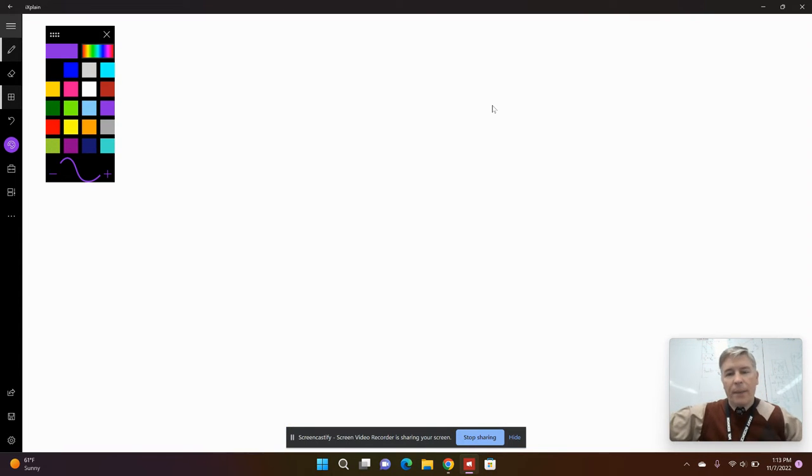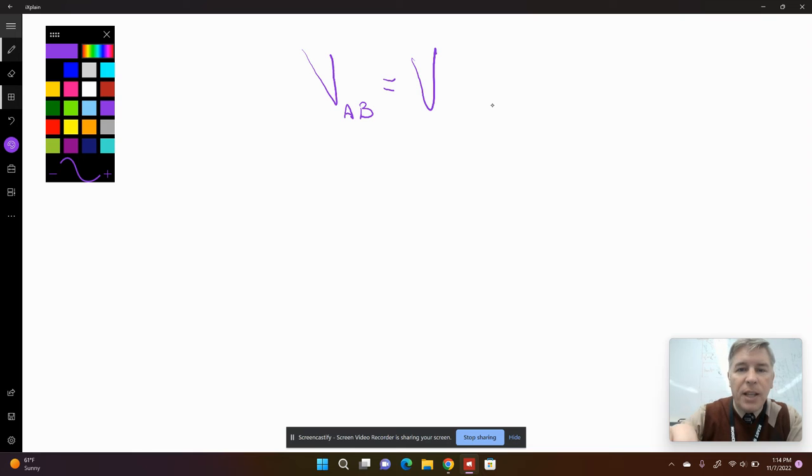Okay, so in this idea, if you are trying to find the velocity of A relative to B, then you can split this up and say that would be the velocity of A relative to C plus the velocity of C relative to B. So this is the way you would want to do that.